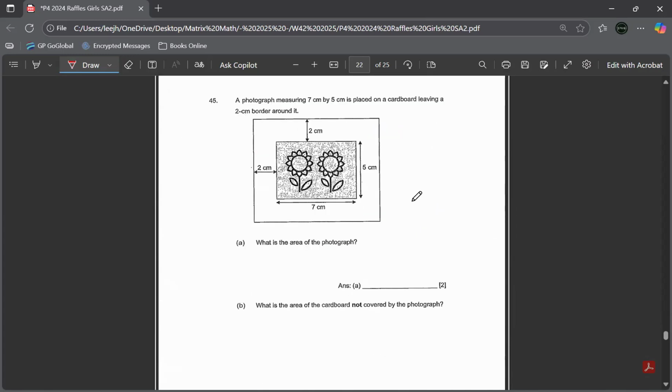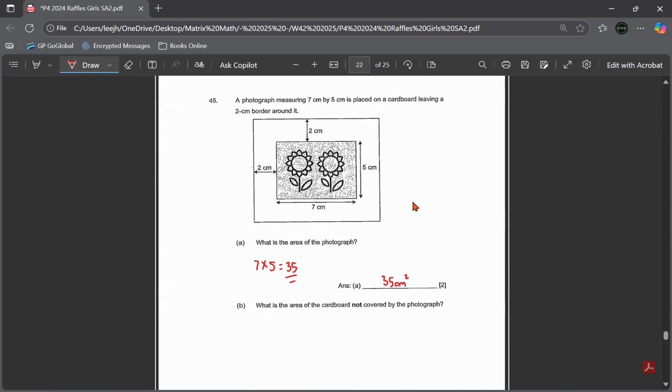Question number 45. A photograph measuring 7 cm by 5 cm is placed on a cardboard leaving a 2 cm border around. So they give you 2 cm, right? 2 cm, 2 cm all around. So the photograph is 7 cm by 5 cm. What is the area of the photograph? Very simple. This is very straightforward. Length times breadth. So 7 times 5. Area of photograph is 35 square cm. No unit right now. Okay.